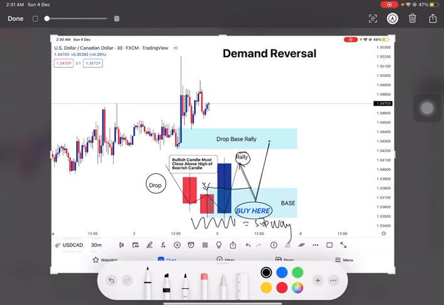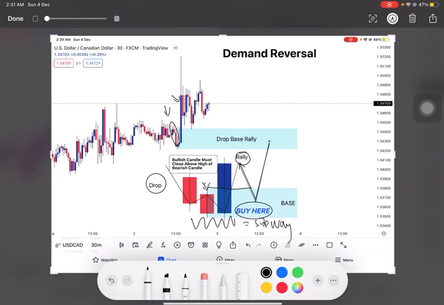So this is an example of USD CAD 30 minutes time frame. You can see clearly here is a downtrend. Here is a downtrend move. And then it suddenly spikes up. You can see this candlestick? This candlestick is a bullish candlestick that already breaks out the bearish candlestick high. So this drop, base, rally is already valid.